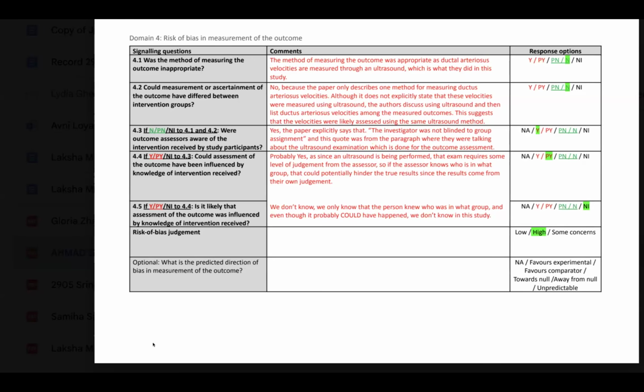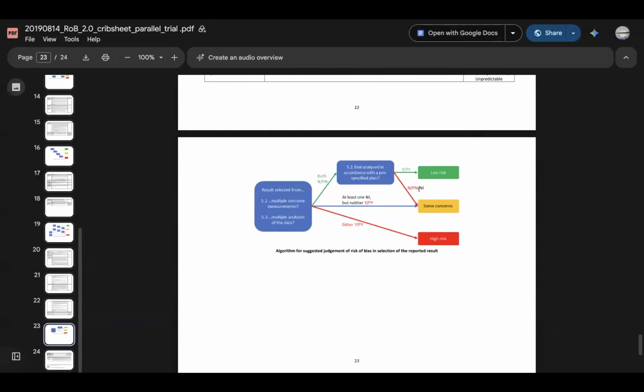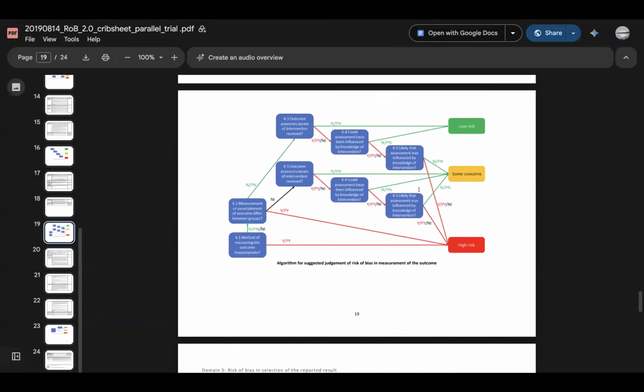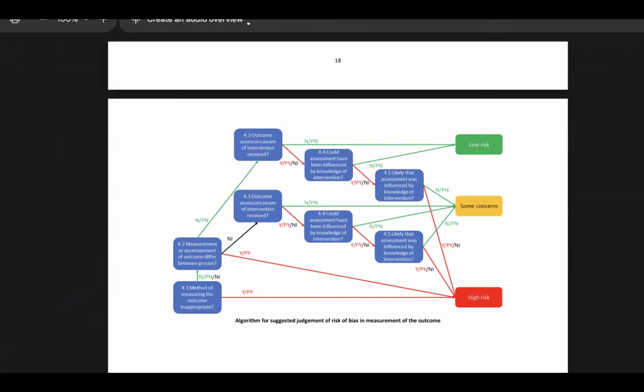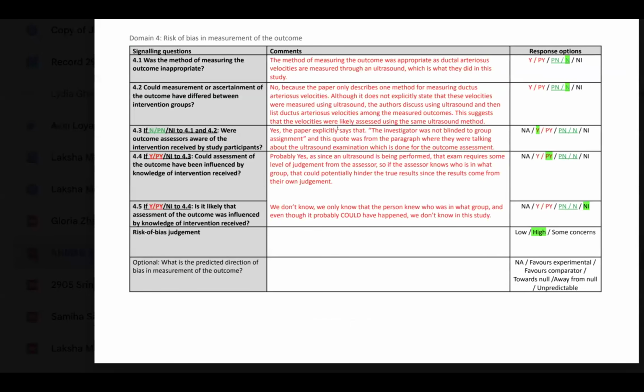So what would the risk of bias judgment for this domain be? Do you want to bring up the little algorithm map and follow along and see? I believe it's low since we got probably no for 4.4. And don't forget to follow the map, because even though it might seem like, oh, this looks terrible, it's high, don't forget to follow the algorithm map just to make sure. Okay, so for 4.1 and 4.2, I believe we had probably no. Okay, let me pull up my graph.